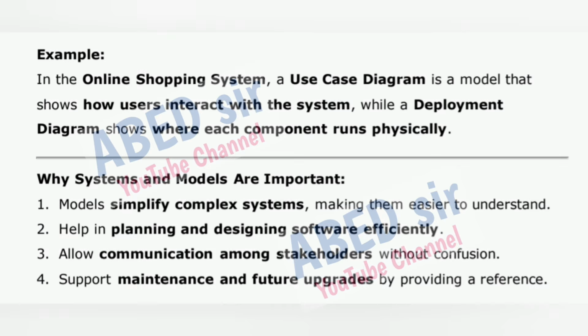Why systems and models are important. 1. Models simplify complex systems, making them easier to understand. 2. Help in planning and designing software efficiently. 3. Allow communication among stakeholders without confusion. 4. Support maintenance and future upgrades by providing a reference.